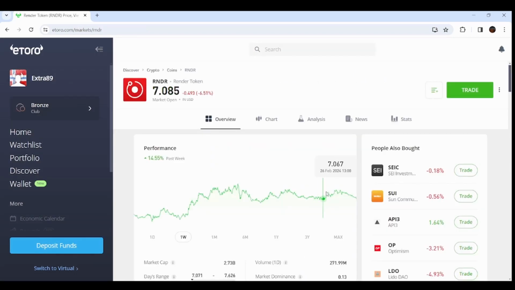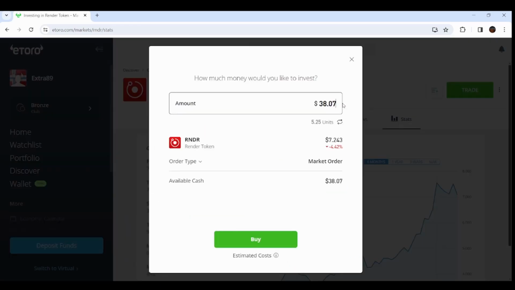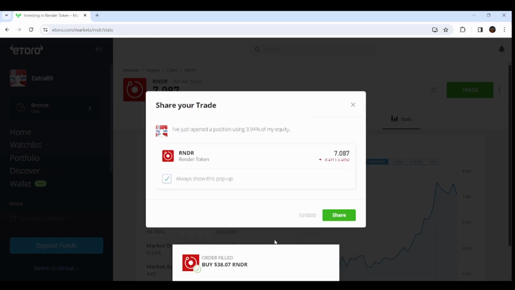The purchase order has already been completed, and now we will see if this cryptocurrency has already been added to my portfolio. I will go to my portfolio. Yes, it has already been added to the portfolio. And here we see all my investments that have been made. And there is no money left in the account. Everything is invested.